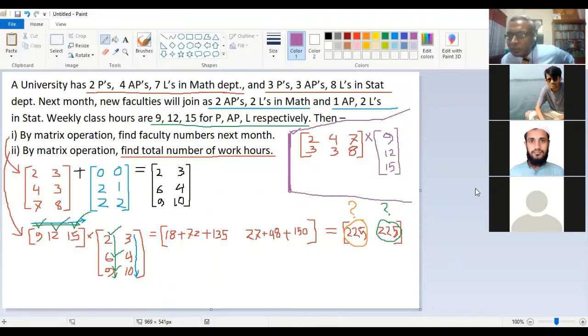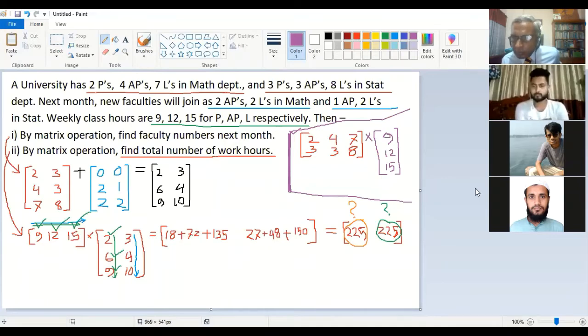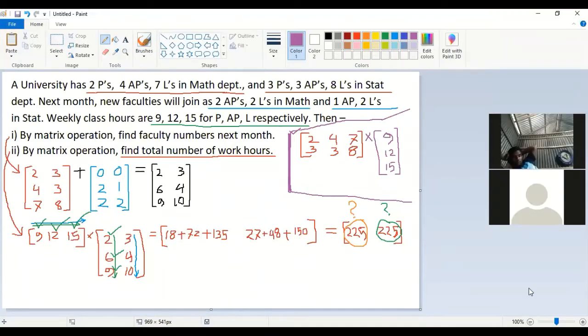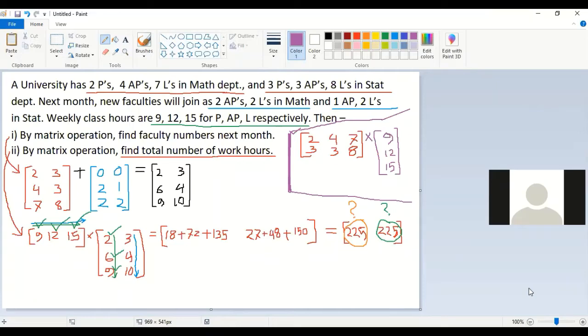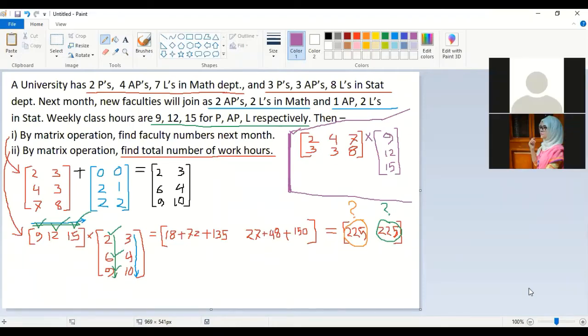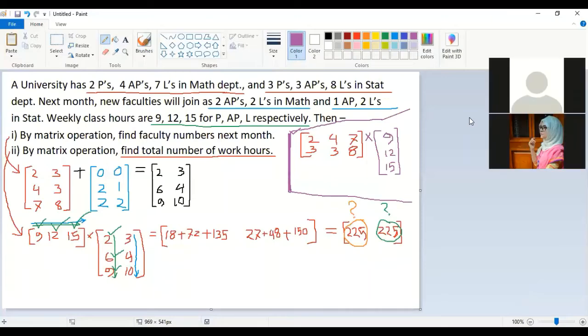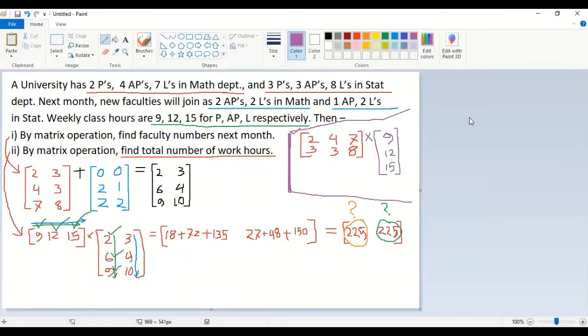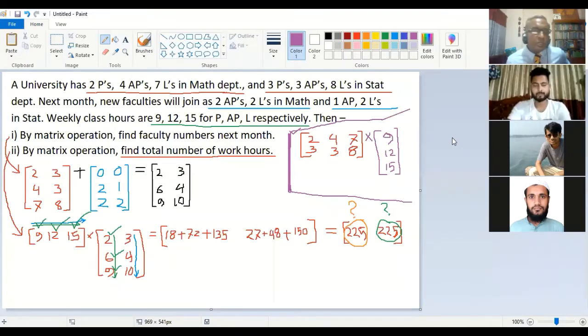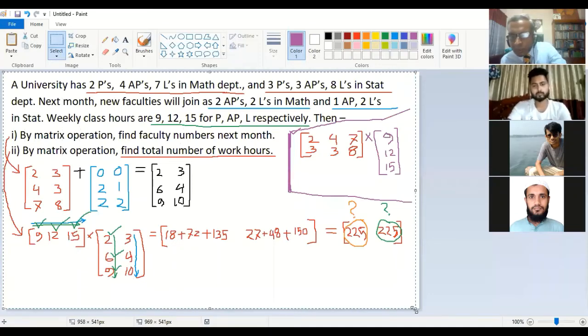Someone was saying something about the inverse. There is no need to ask a question about the inverse. I will start the inverse topic now and then you can talk, no problem. So if this is okay, then let me erase the screen and move to the next topic, which is matrix inverse.